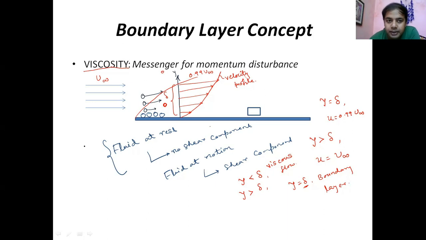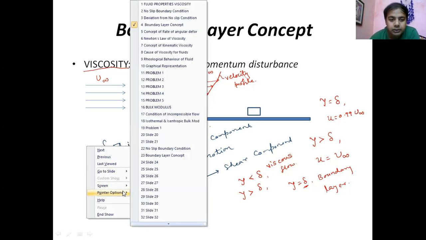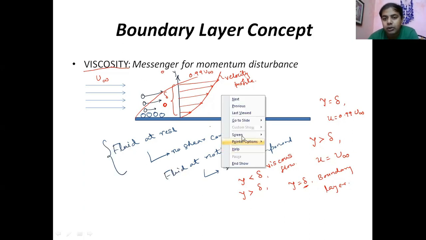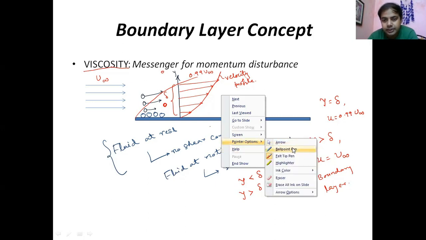So viscosity is such a property. The definition was the viscosity, but we have to tell: viscosity is a property which tells about the momentum changes. It is a messenger for momentum disturbance. If there is some momentum disturbance, it will tell from one layer to the other layer. So that is the case here. Whenever we are talking about viscosity, we have to tell one layer to other layer. Just consider.